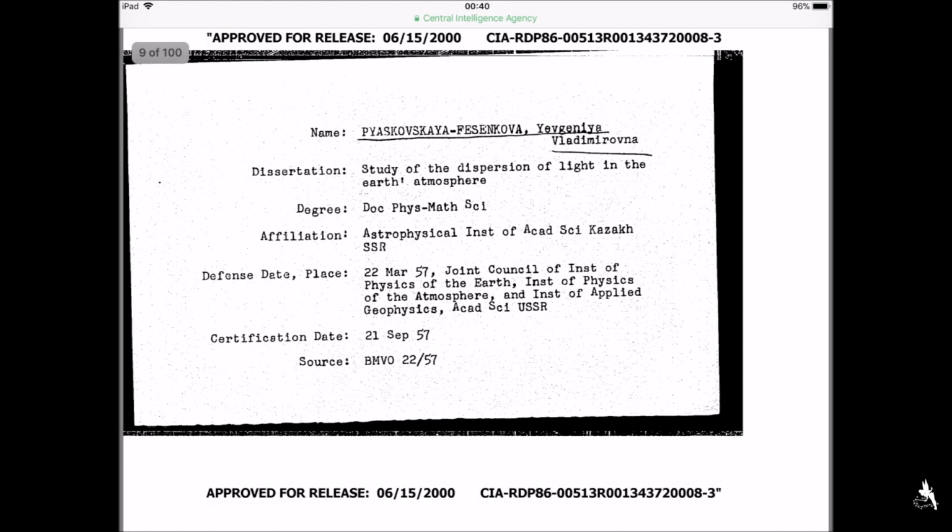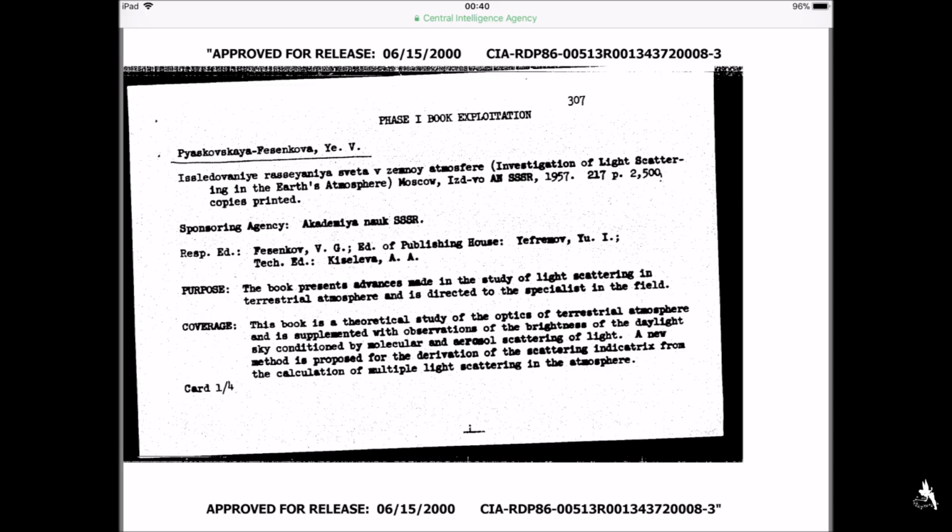Study of the dispersion of light in the Earth's atmosphere. Joint Council of Institute of Physics of the Earth, the Institute of Physics of the Atmosphere, and Institute of Applied Geophysics. The Academy of Sciences in the USSR. You can't get any higher up, scientifically. Investigation of light scattering in the Earth's atmosphere, 1957, from Moscow. 2,500 copies printed. Sponsored by an academy of the USSR, the Scientific Academy.